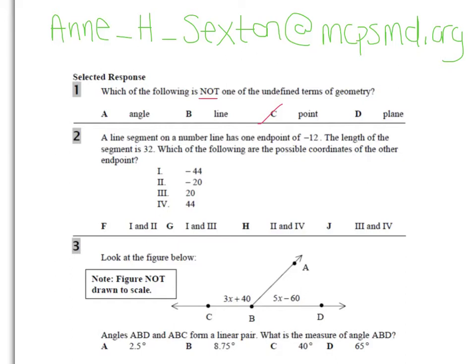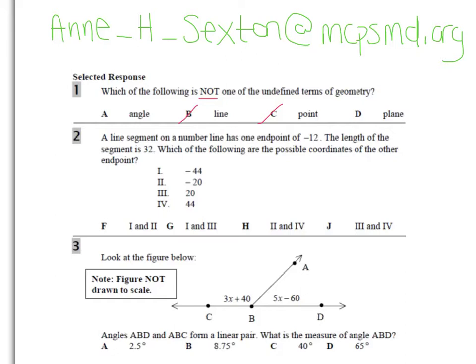Another undefined term of geometry is a line. So in geometry, a line has no thickness, but its length extends in one dimension and goes on forever in both directions. All right, so we can't really represent a line in real life since it goes on and on and on forever.